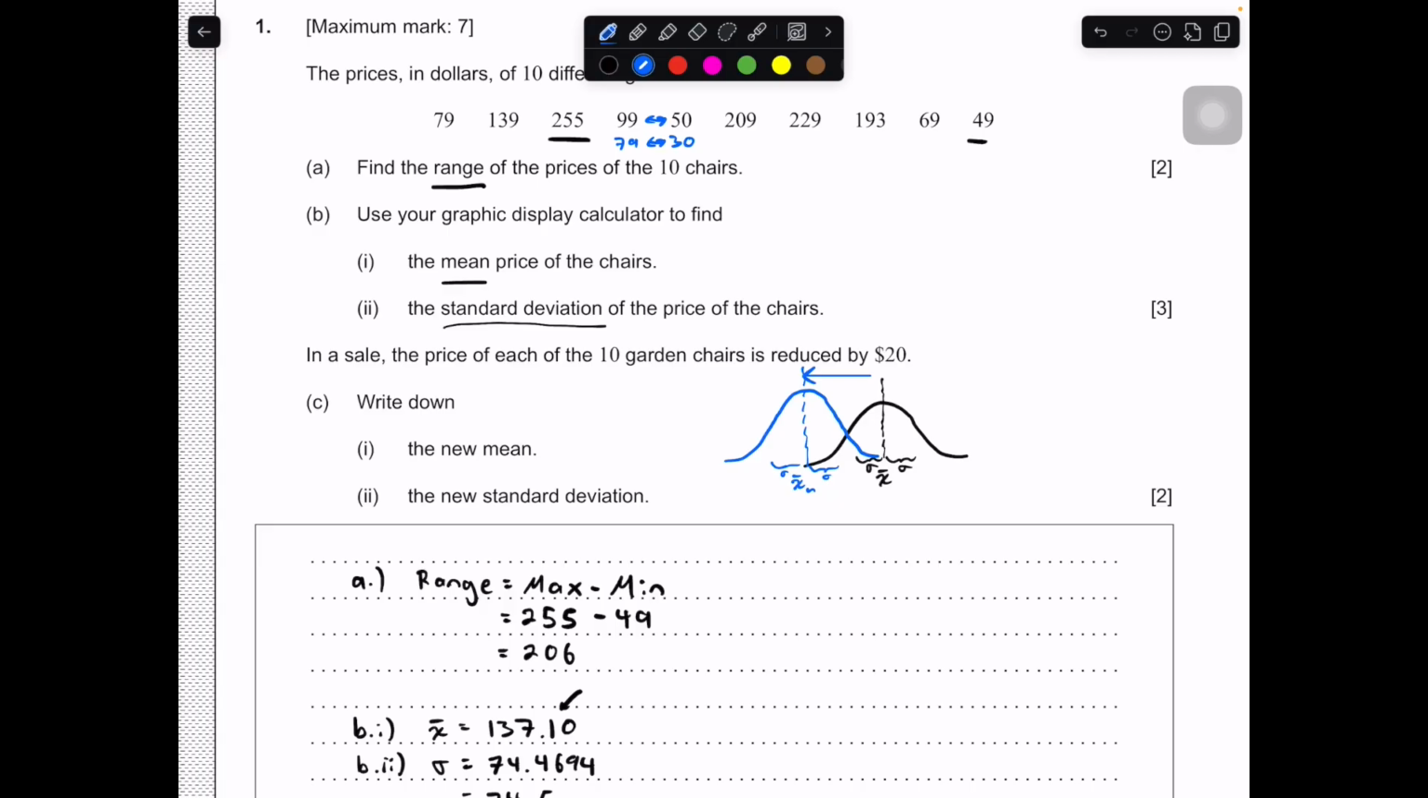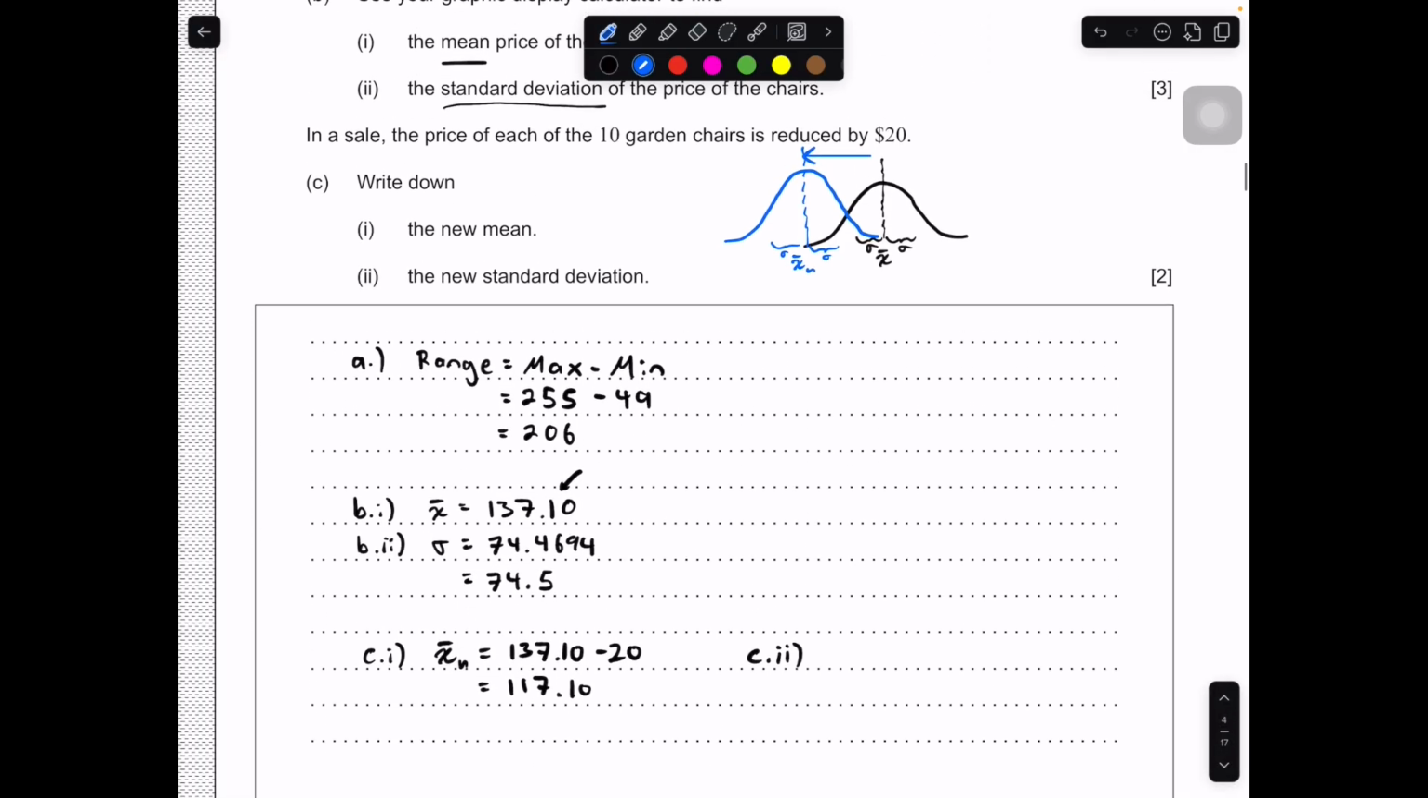So rather than needing to put all of these values back into our calculator and find the new mean and the new standard deviation, if they're all reduced by 20, the average reduces by 20. And the standard deviation, which is a measure of how spread apart these values are relative to one another, doesn't change because they're all reduced by 20 consistently. So in this case, the standard deviation would stay the same.